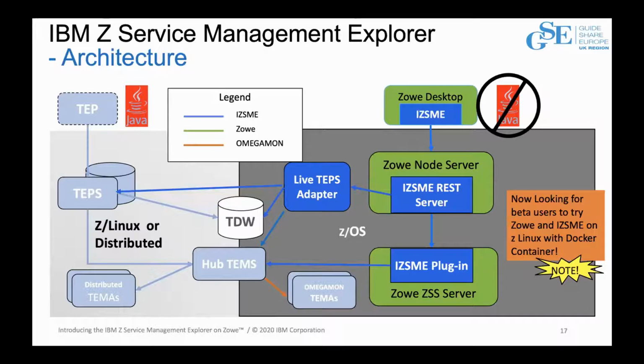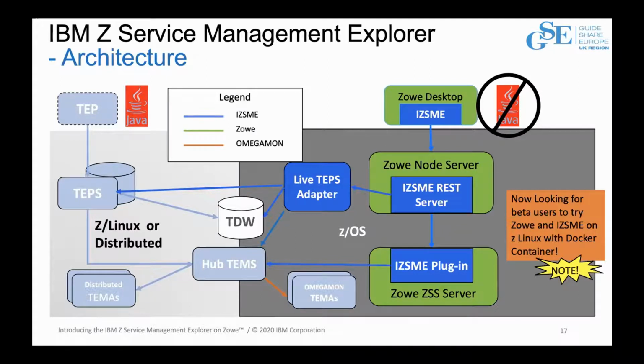So if you look to the left first, you've got the TEP, the TEPS instance, the standard ITM framework, the TEMAs, distributed TEMAs, and then if you have the z/OS monitoring agent TEMAs, they sit on the Z. There's a hub TEMS, and you have a Tivoli Data Warehouse. So that's the standard default ITM framework we have today. Of course, you need Java for the TEP client.